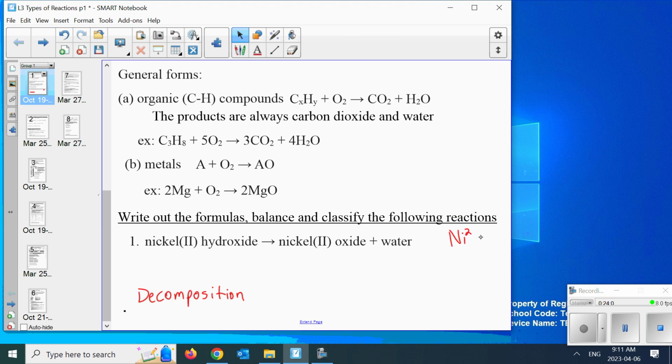This is not an element though. Hydroxide is not an element. It's up in your polyatomic ion portion of the chart. I'm waiting. Somebody's going to tell me what hydroxide is. OH minus.